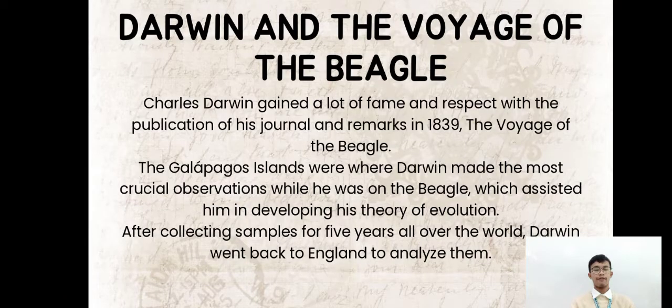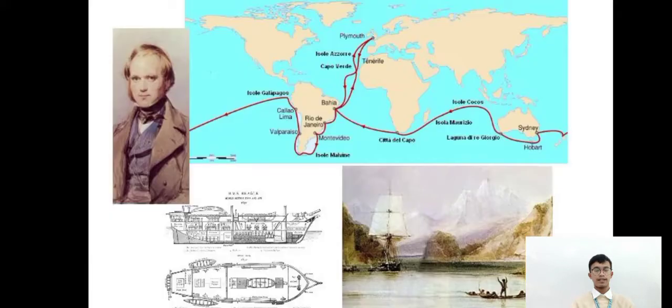Darwin and the Voyage of the Beagle. Charles Darwin gained a lot of fame and respect with his publication of his journal and remarks in 1839, The Voyage of the Beagle. The Galapagos Islands is where Darwin made a lot of crucial observations while he was on the Beagle, which assisted him in developing his theory of evolution. After collecting samples for 5 years all over the world, Darwin went back to England to analyze them.